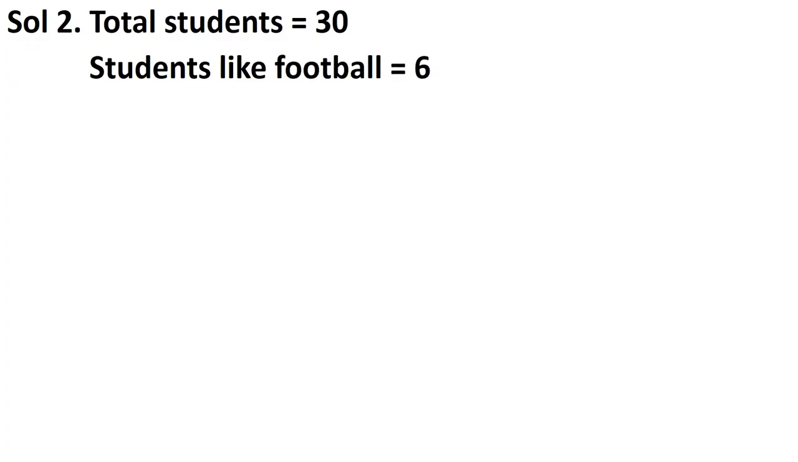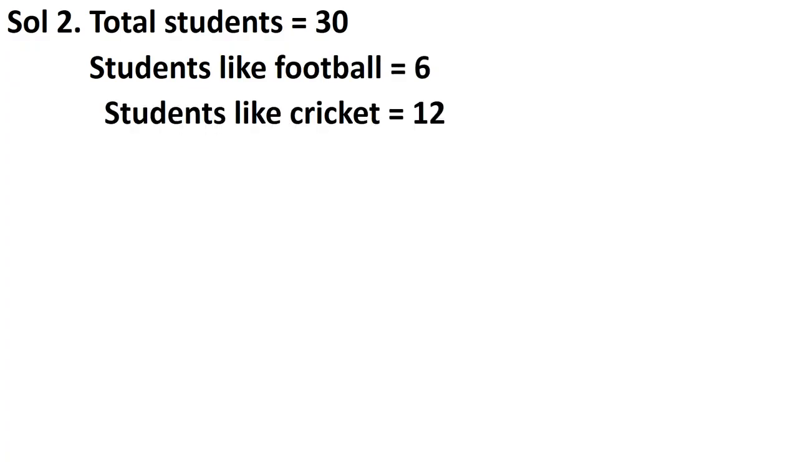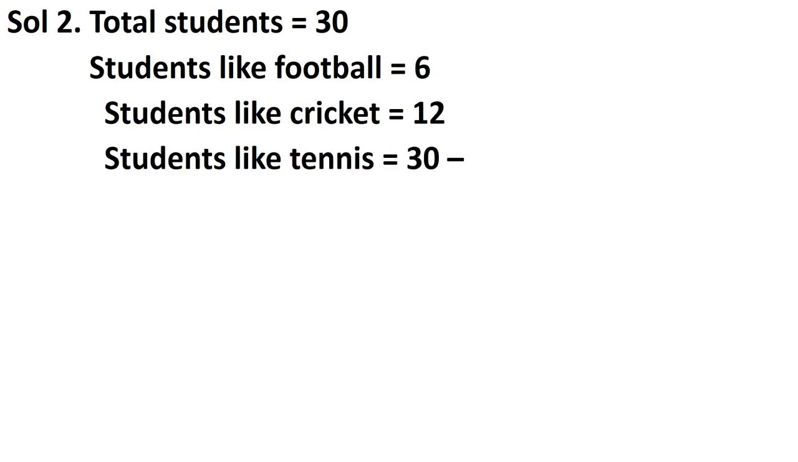Solution 2. Total students are given in this question, 30. Students who like football, it is given, 6. Students who like cricket, this is also given in the question, 12. Now it is given that the remaining like tennis. So it is 30 minus 6 minus 12, that is the remaining one, which is equal to 12.